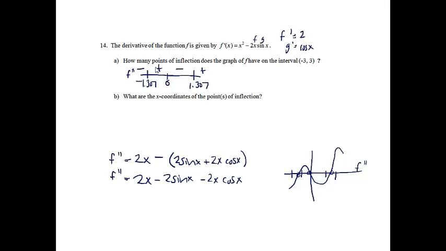So when it asks me how many points of inflection does it have in the interval negative 3 to 3, we see that there are 1, 2, 3 places, and that's because the second derivative changes sign 3 times. So 3 points of inflection. What are those coordinates? Well, we already found them from doing my chart. Negative 1.307, 0, and 1.307.